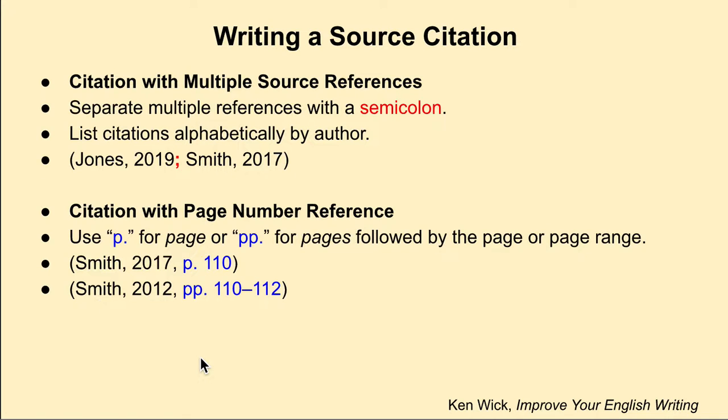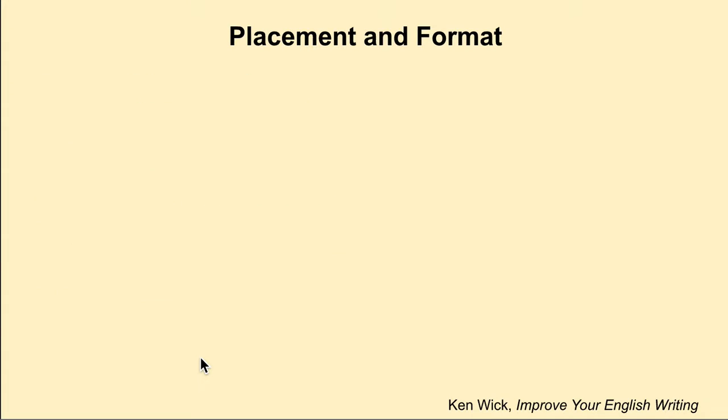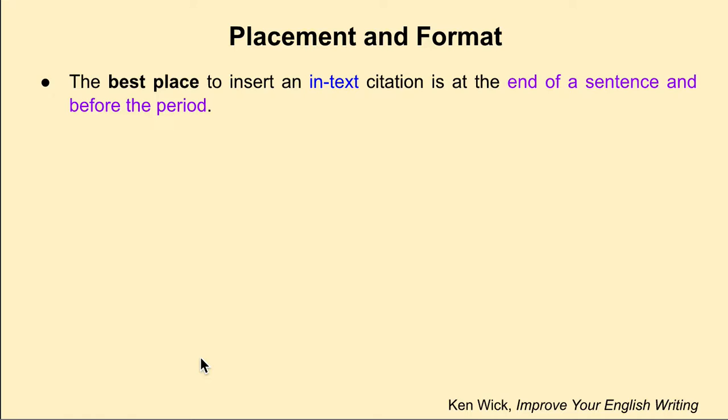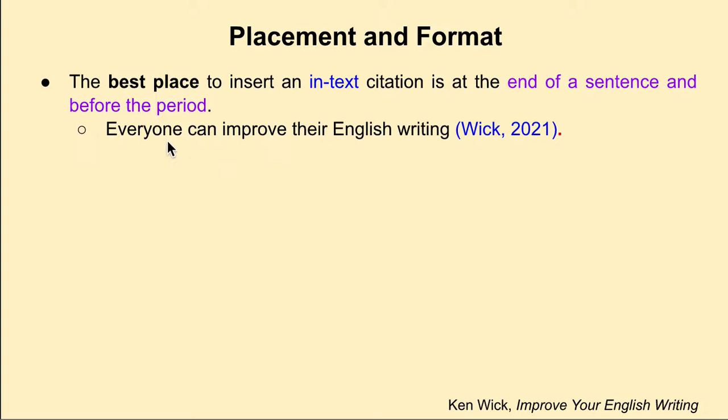So what about placement? Those were the 8 different situations. So let's talk about placement and format of the in-text source citation. The best place to insert the in-text citation is at the end of the sentence and before the period. Here's an example. Anyone can improve their English writing. I just cited myself, Wick, 2021. So this is the APA style. Here it is at the end of the sentence and before the period.